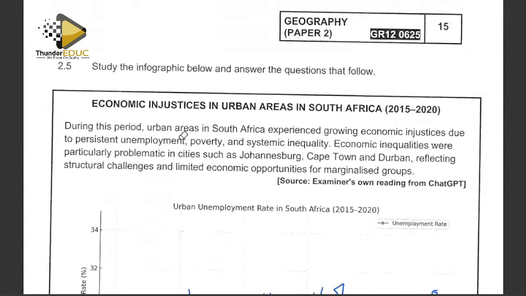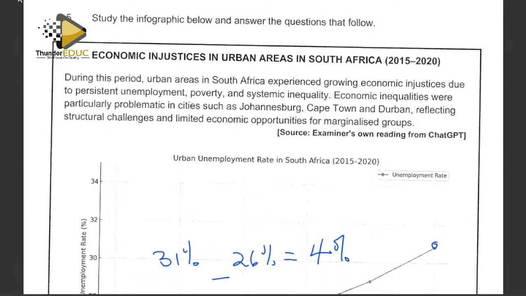Right, we go to our text. Our text here is saying experienced growing economic injustices due to persistent unemployment, poverty, and systematic inequality. That is where we get our quote. South Africa has experienced a growing economic injustices due to persistent unemployment, poverty, and systematic inequality.